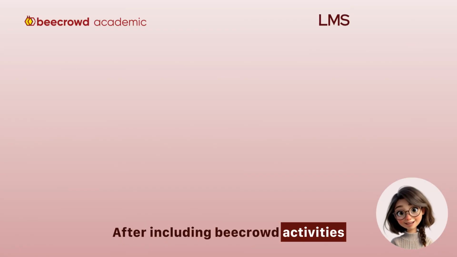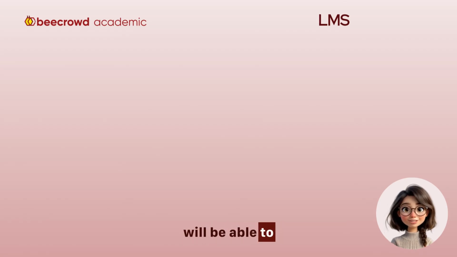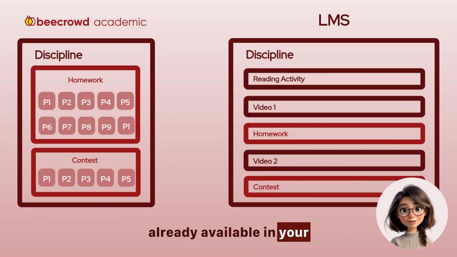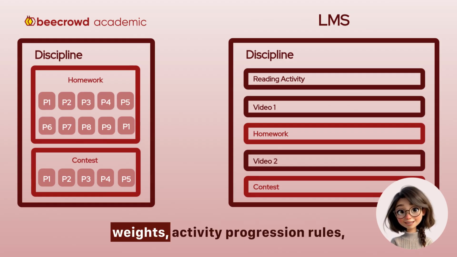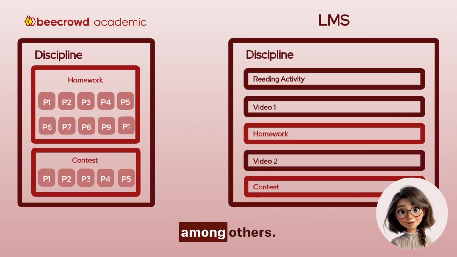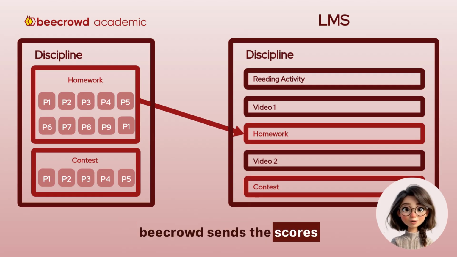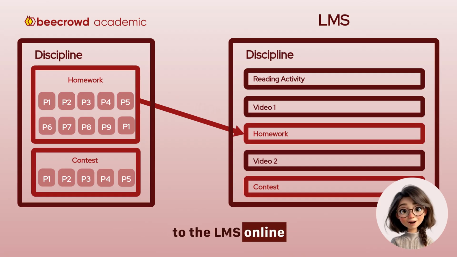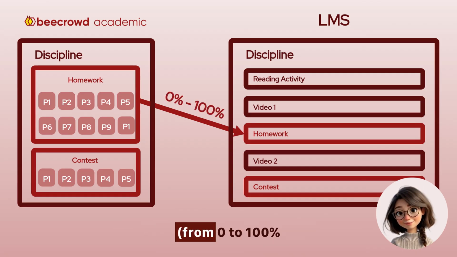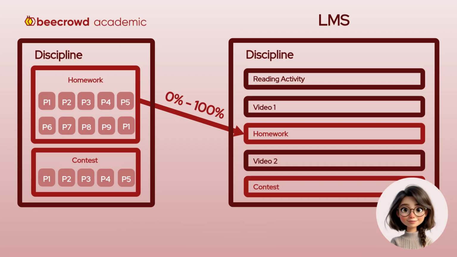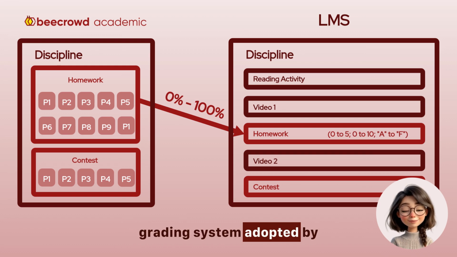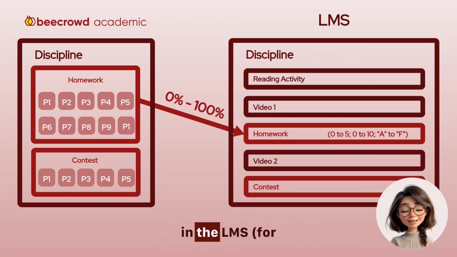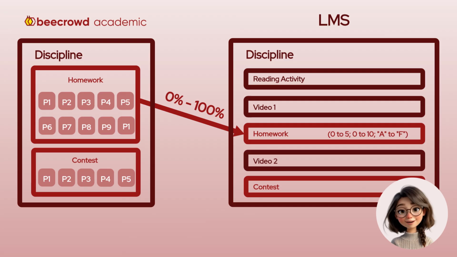After including beecrowd activities in the LMS, you will be able to use all the features already available in your virtual learning environment, such as setting deadlines, scoring, weights, activity progression rules, among others. beecrowd sends the scores of the exercise lists to the LMS online and in percentage format from 0 to 100% completion. The LMS automatically converts these percentages to the grading system adopted by your institution, as defined in the LMS, for example 0 to 5, 0 to 10, A to F, etc.